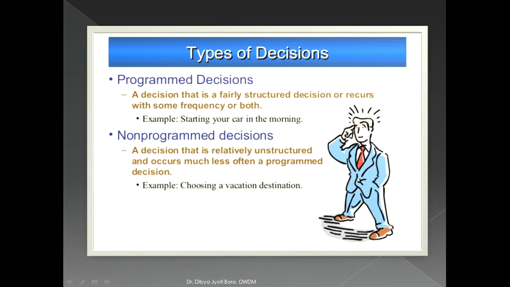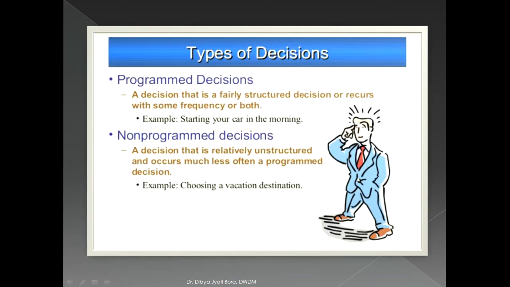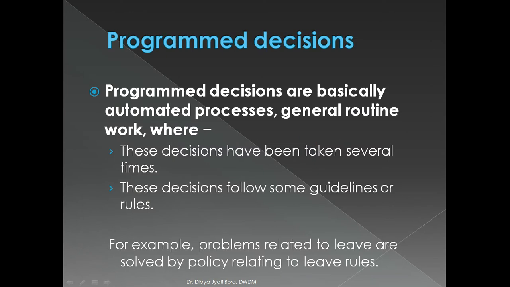Now everything is okay for this figure. So let's move on. Now I'm going to give you the textual definition of each of them. First, program decision. Program decisions are basically an automated process. Note it down, automated process. General routine work. These decisions have been taken several times. This decision follows some guidelines or rules. You have just seen that I'm using the term recurring because this decision has been taken several times, and following some rules.